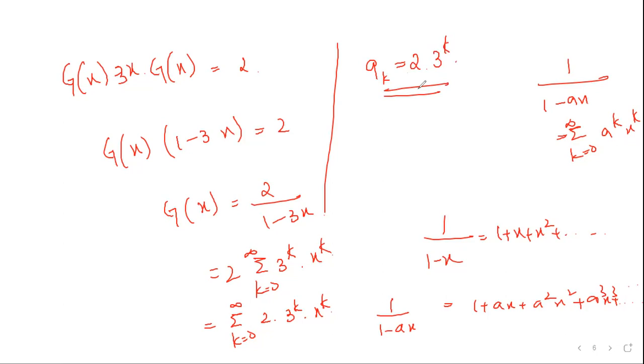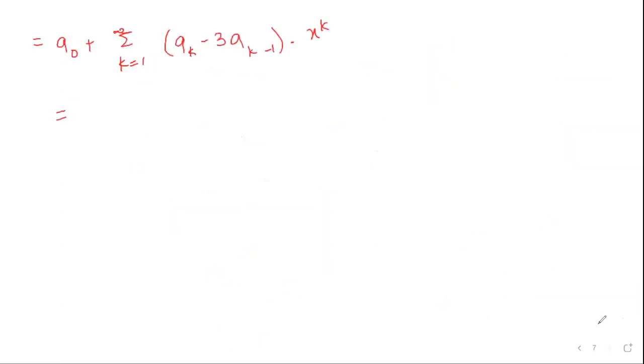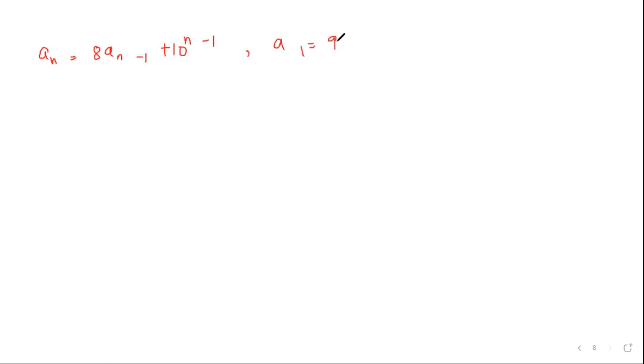This is the similar way, but instead of doing it directly, we used generating functions. Similarly, I have another problem where it is not homogeneous. So instead, we have a non-homogeneous equation. Let's do that. So the equation is as follows: a_n is equal to 8a_(n-1) plus 10^(n-1), and the initial condition is given as a_1 is equal to 9.